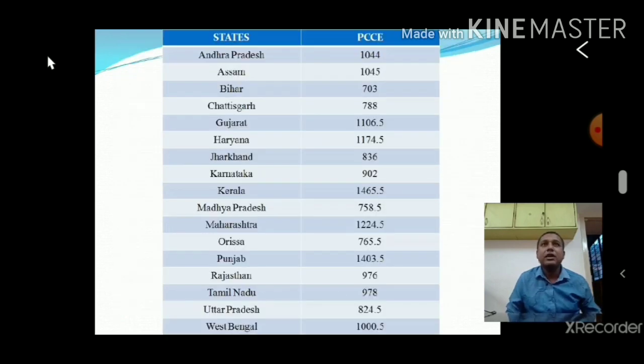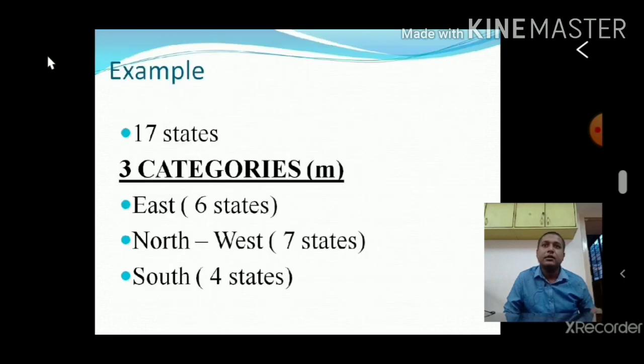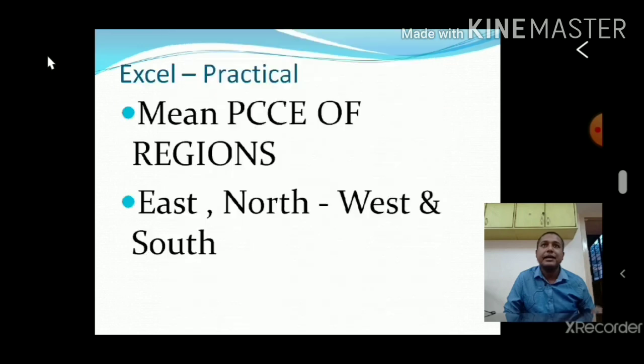So put together we have 17 states, and the information that is available is the per capita consumption expenditure of each state. The information on the screen is the 17 states' per capita consumption expenditure, and it is divided into 3 categories: South, Northwest, and East. So these are the 3 categories. Let us understand this with the help of Excel.